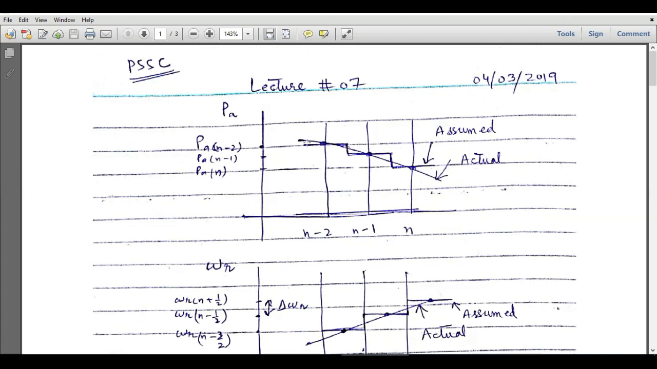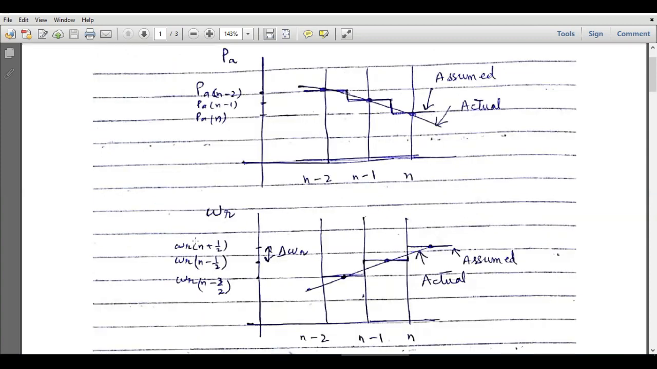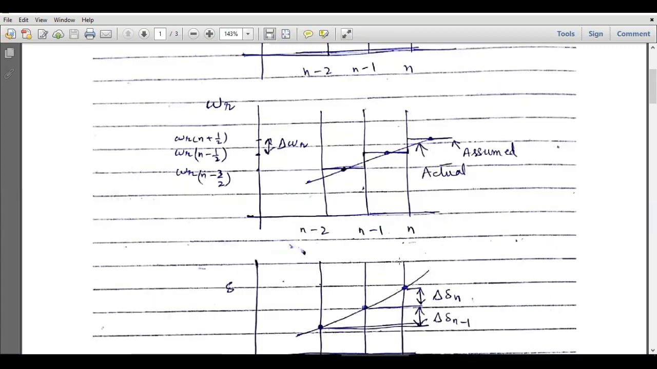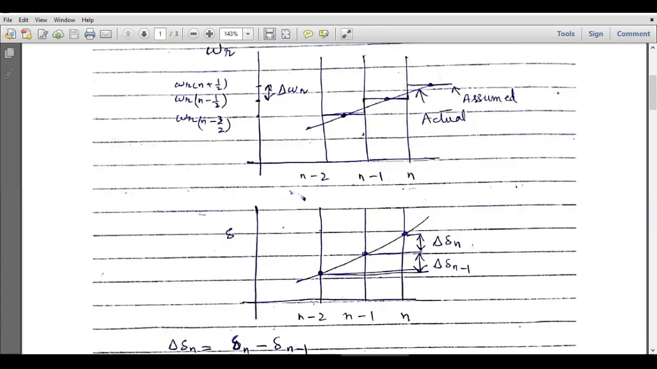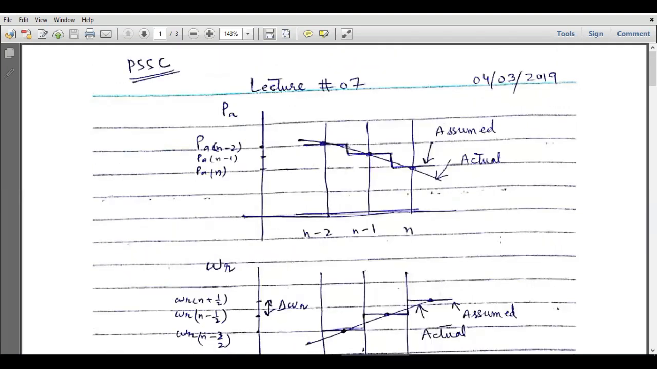We will have a profile of the accelerating power of a machine, the profile of the rotor mechanical speed of the machine, and a profile of the rotor angle delta. So delta is the rotor angle with respect to the synchronously rotating reference frame, as we discussed in our previous lectures. And the profile of power has been discretized in this way.